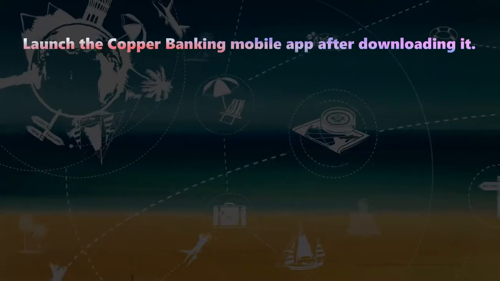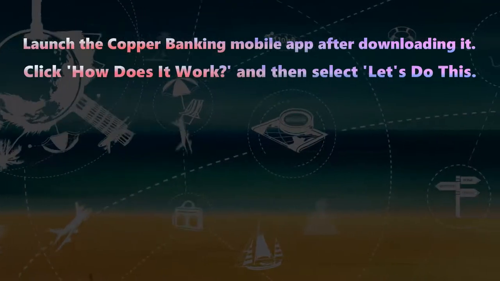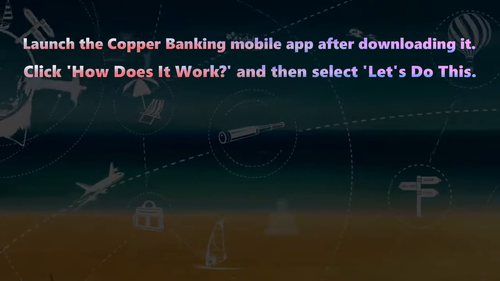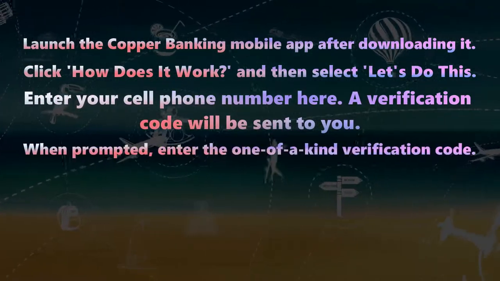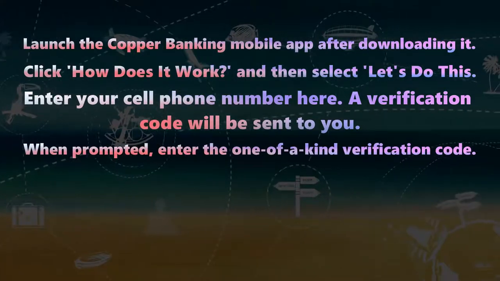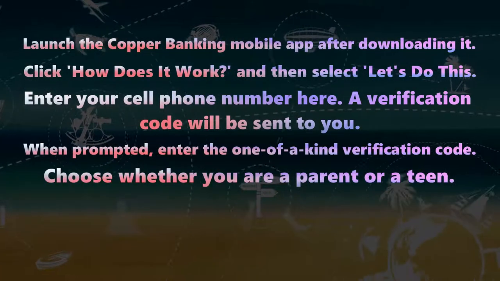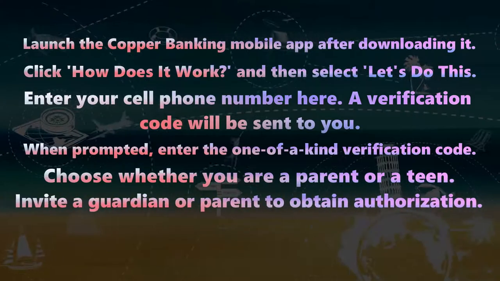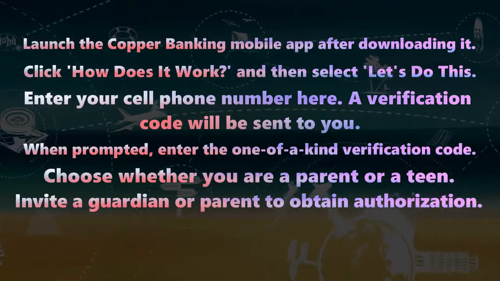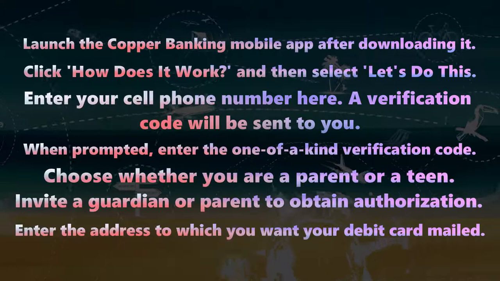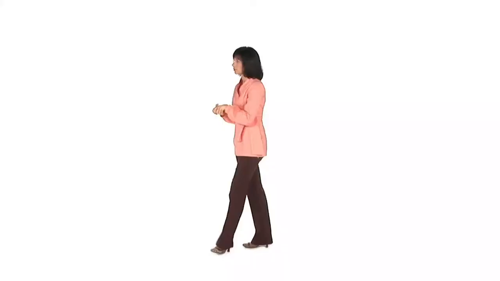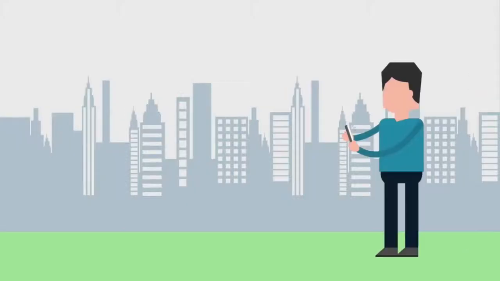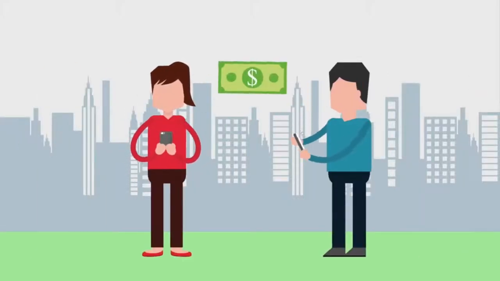Launch the Copper banking mobile app after downloading. Click How Does It Work and then select Let's Do This. Enter your cell phone number here. A verification code will be sent to you. When prompted, enter the one-of-a-kind verification code. Choose whether you are a parent or a teen. Invite a guardian or parent to obtain authorization. Enter the address to which you want your debit card mailed. Submit your SSN for identification verification. While you wait for your debit card to arrive, make transactions on the Copper app with a virtual debit card.